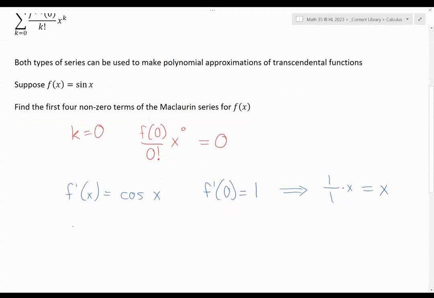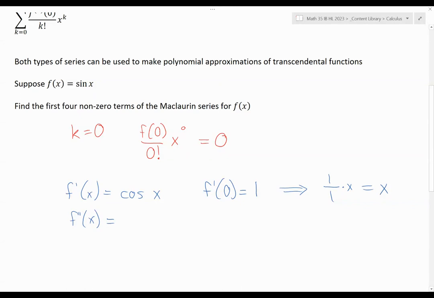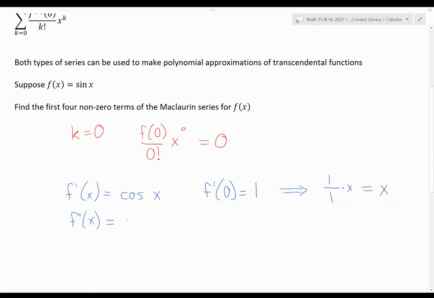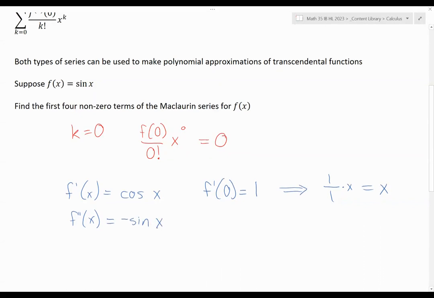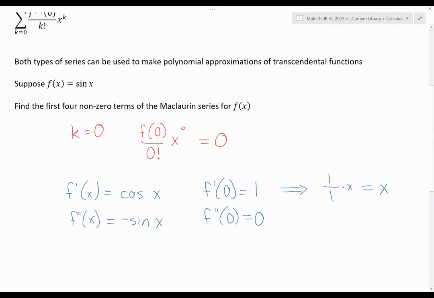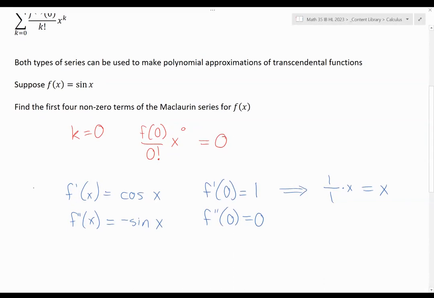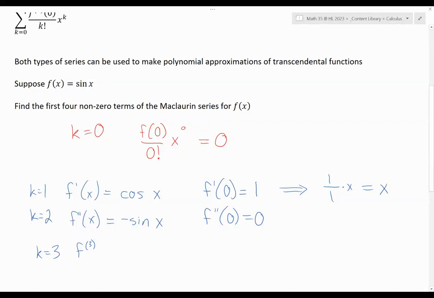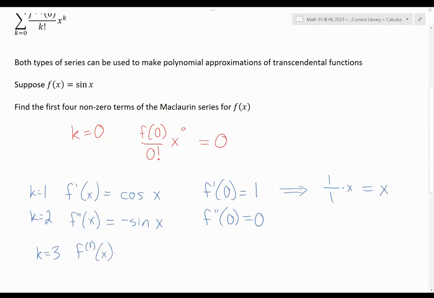Once I go on to the second derivative, well, the second derivative of sine is the derivative of cosine, which is negative sine of x. And when I evaluate this one, I get 0 again. So this is going to be a 0 term, so I don't need to bother figuring out what it is. So this is when k equals 1, when k equals 2. When k equals 3, I'm dealing with the third derivative, so I'm just going to write it this way as opposed to using 3 apostrophes. This is going to be negative cosine of x.